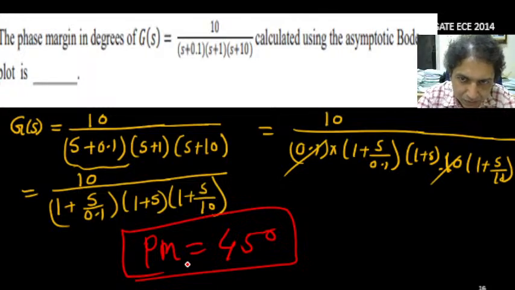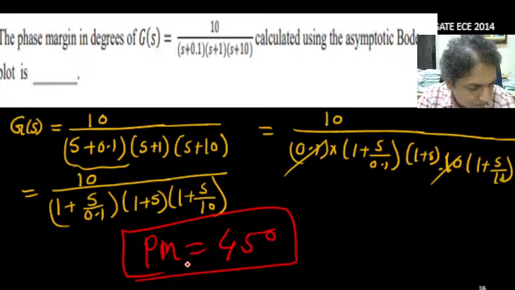Is it clear to all of you? Yeah, you are correct, Joy. This is 45 degree. Fine. Okay.